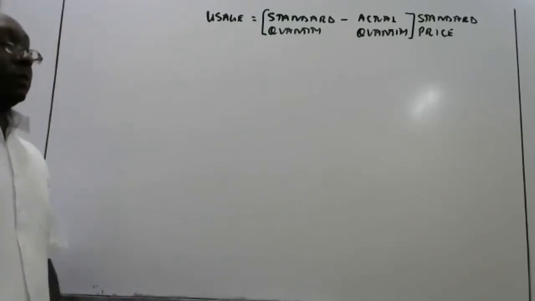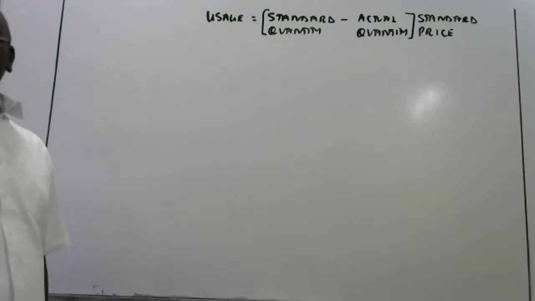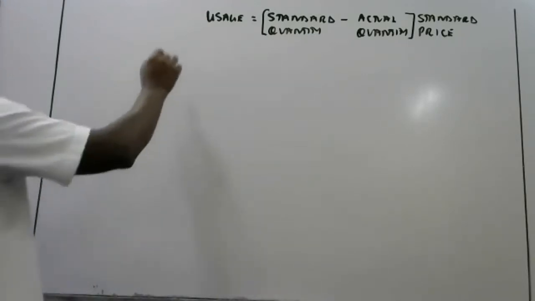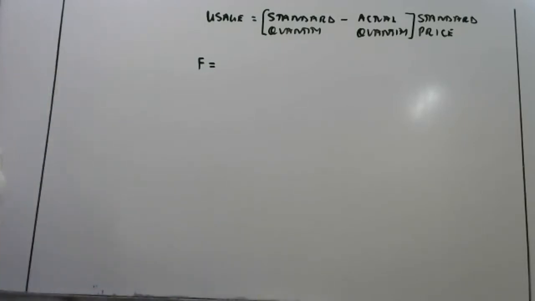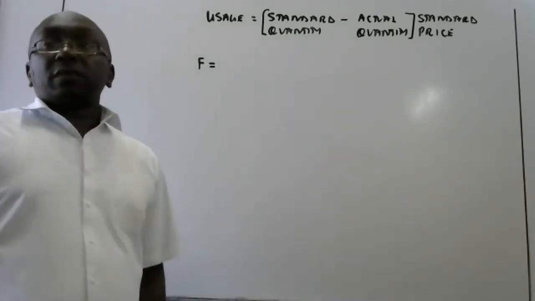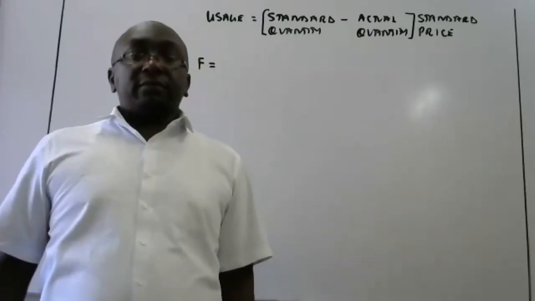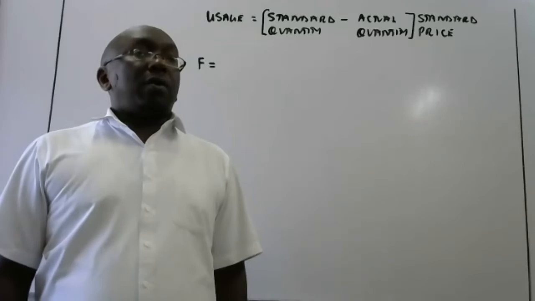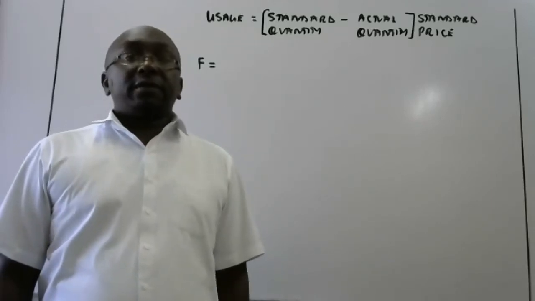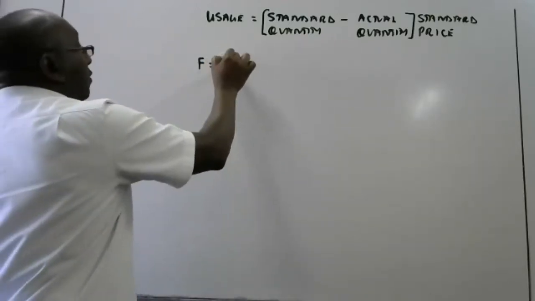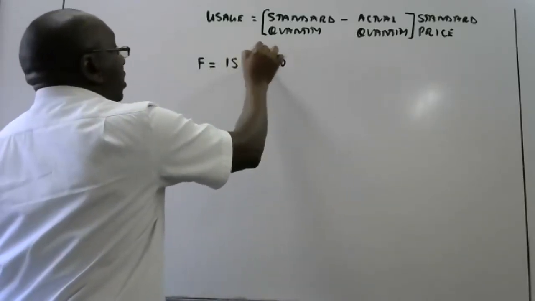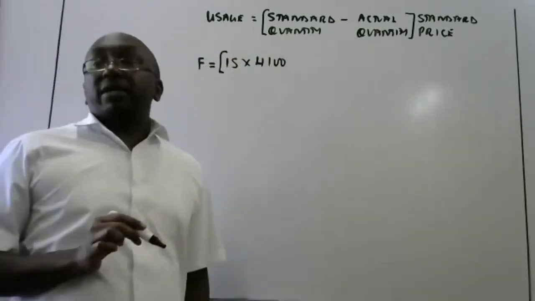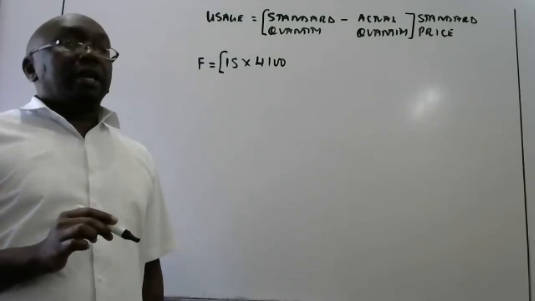Standard price. So we start with material F. If you look at the card up there, you realize that we were supposed to use how many kilos for F? 15. So you take that 15 multiplied by the number of units that were produced, which are 4,100. Then you minus the actual.